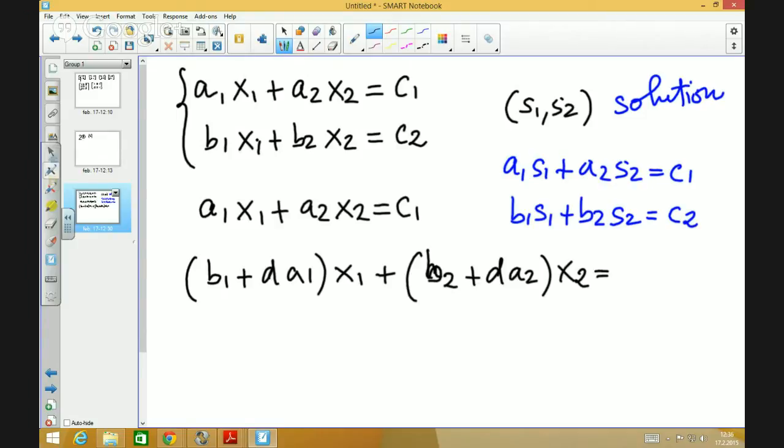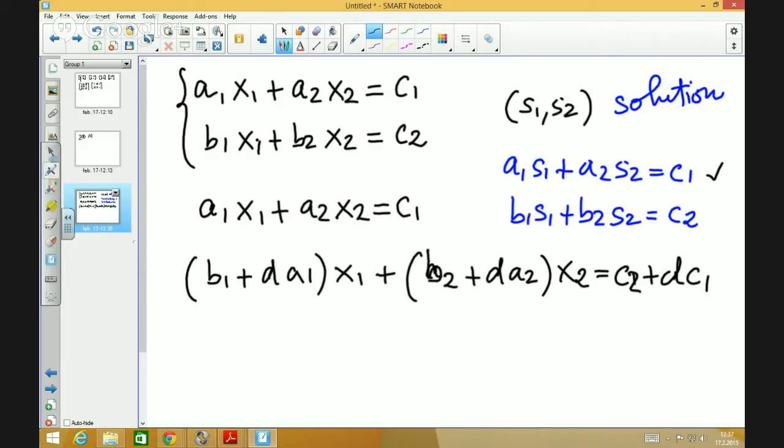And this should be equal to what? C2 plus d times C1. That's the new equation that we get instead of the second one. We multiplied the first equation by d and added it to the second one. Okay, now my claim is that S1, S2 is still a solution of this system of equations. Well, there's nothing to check for the first equation because it's the same as before, and S1, S2 was already a solution of that one. That's the blue part. So that's okay.